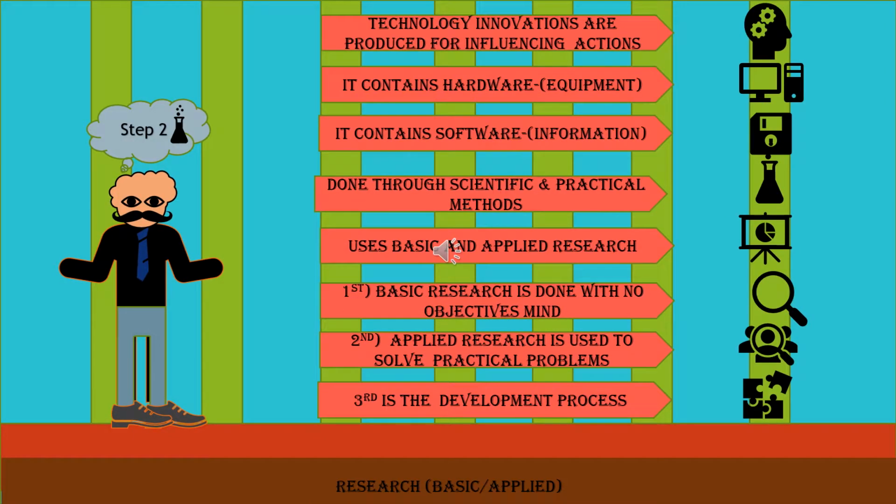Step 2 is understanding research, whether basic or applied. What is technology? It is created for influencing action. It contains hardware, which is the equipment, and software, which is information. Information is produced through scientific and practical methods. The methods for collecting information on technology are applied and basic research methods.